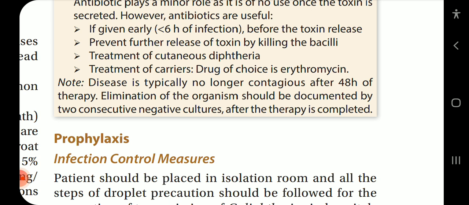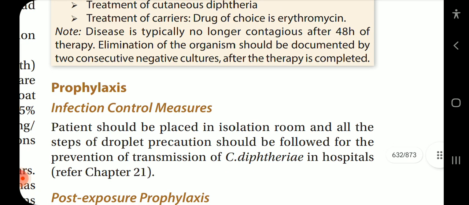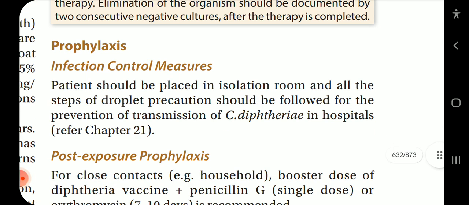Treatment of cutaneous diphtheria and treatment of carriers. Drug of choice is erythromycin. Disease is typically no longer contagious after 48 hours of therapy. Elimination of organism should be documented by 2 consecutive negative cultures after the therapy is completed.